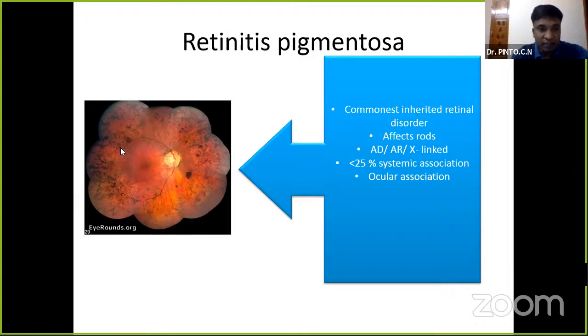Okay, and these black dots are nothing but atrophy of the rods, which is replaced by the hyperpigmented RPE cells proliferation, known as the bone spicules. Okay, jet black bone spicules are the hallmark of retinitis pigmentosa, which is distributed at the equator.